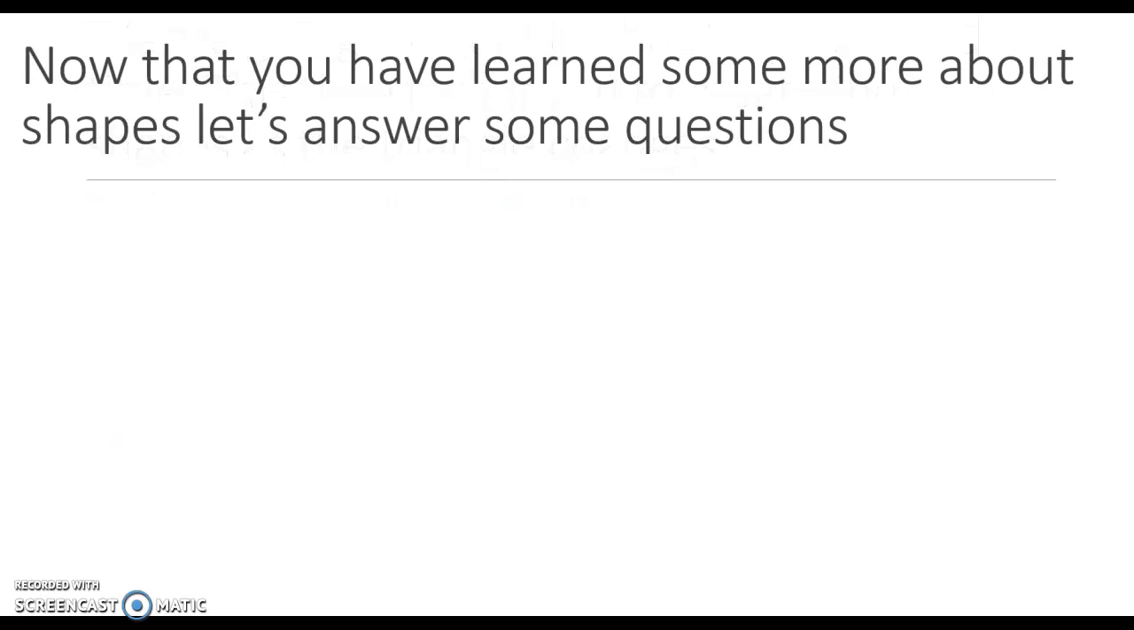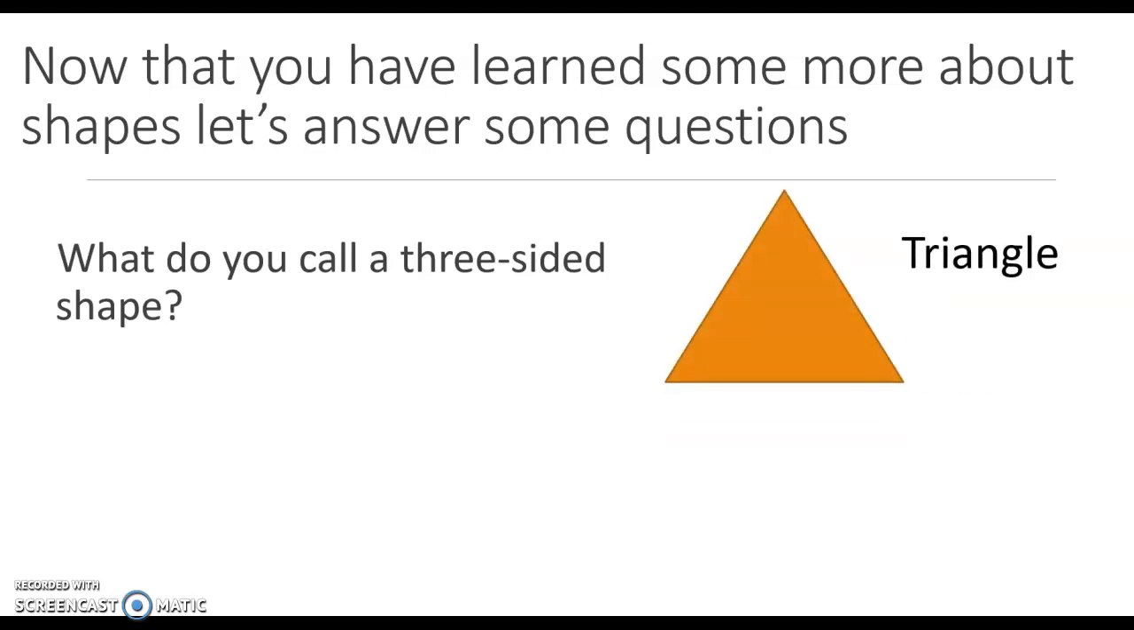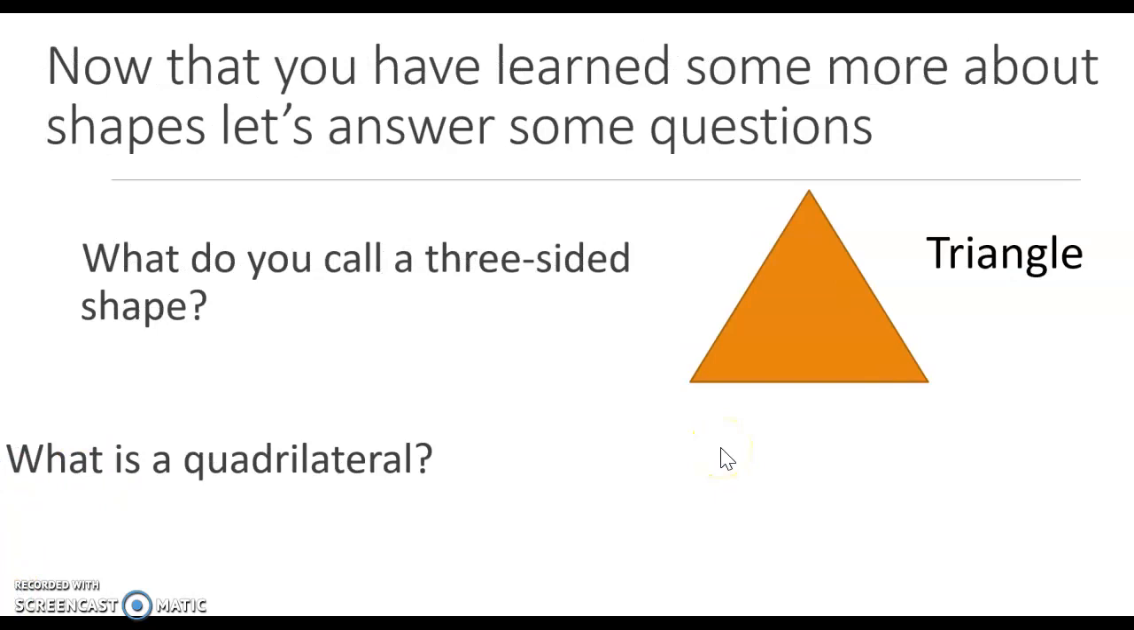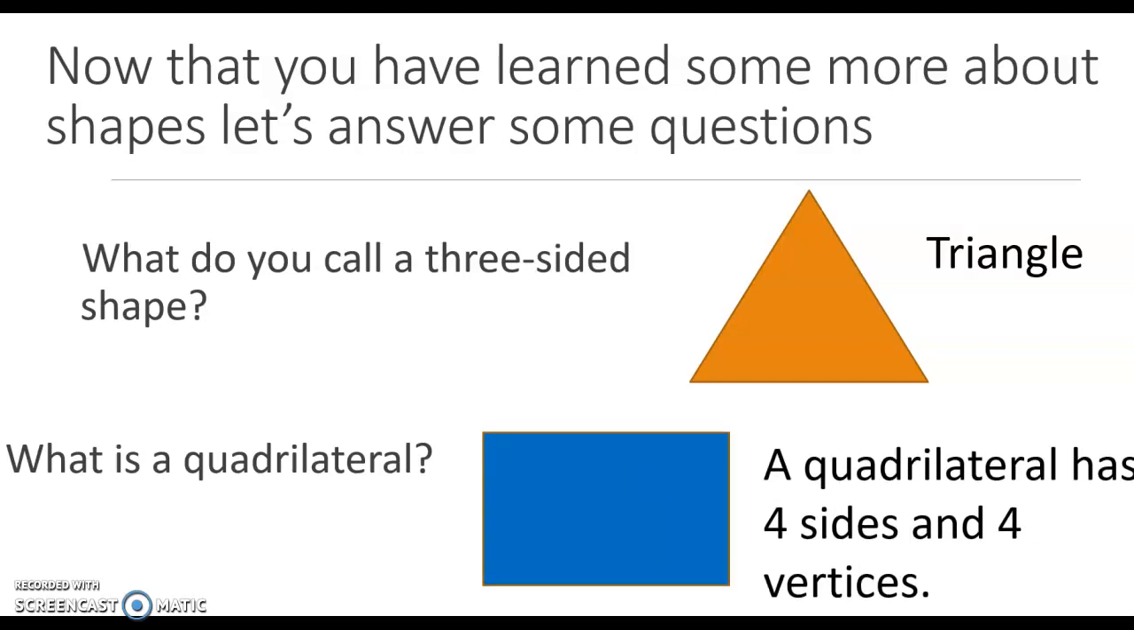Now that you've learned some more about shapes, let's answer some questions. What do you call a 3-sided shape? That's right, it's a triangle because it has 3 sides. And what is a quadrilateral? A quadrilateral has 4 sides and 4 vertices.